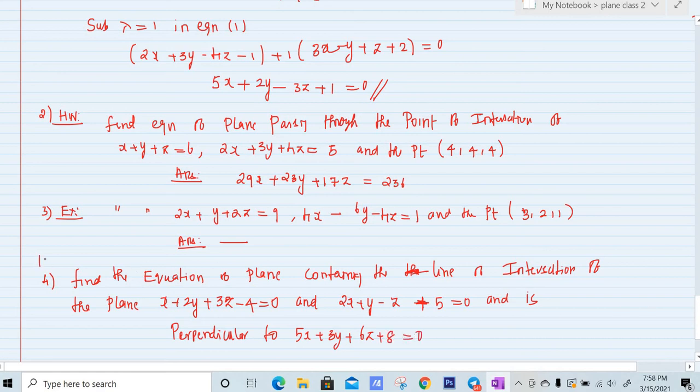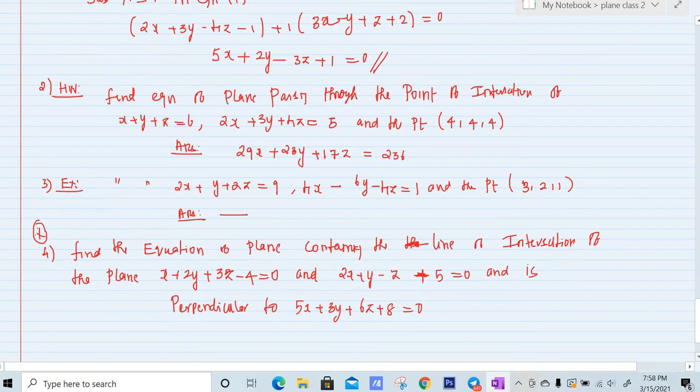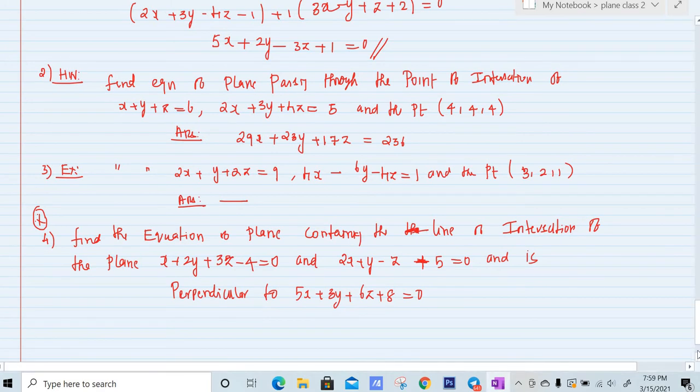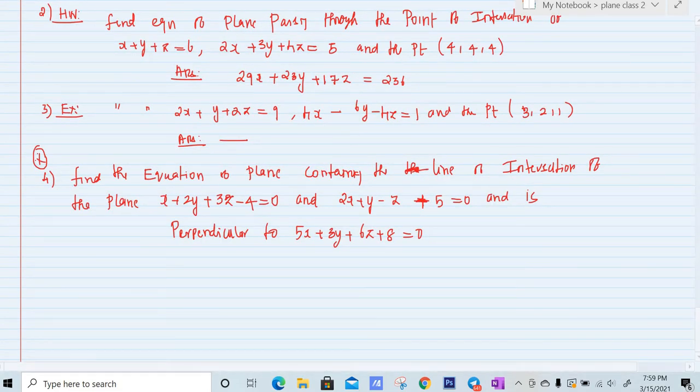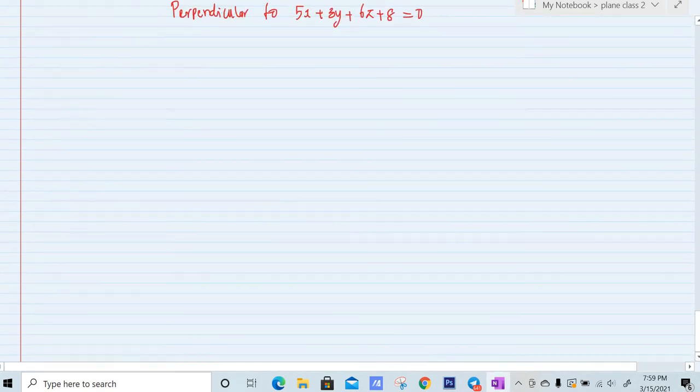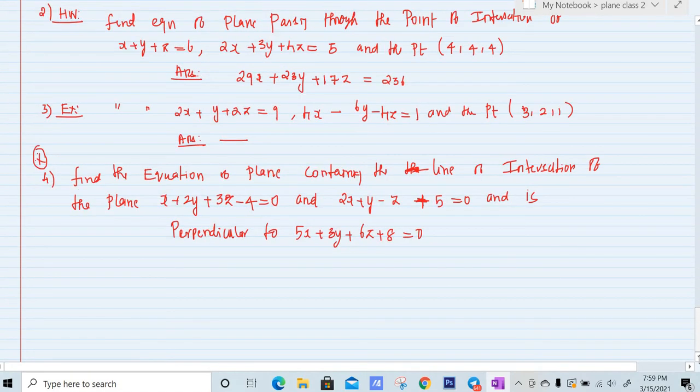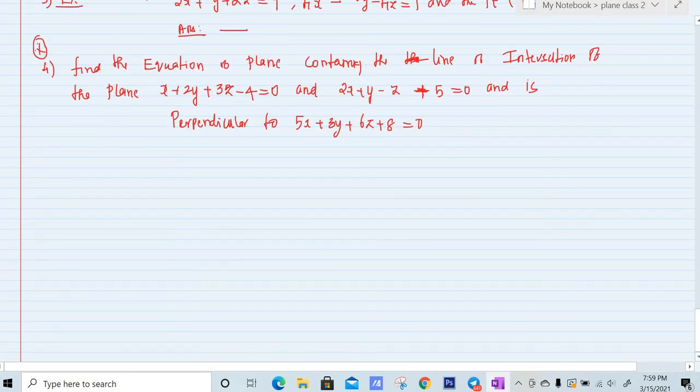A very important problem. So just try to solve this problem on your own, right? We'll do this, but you just think how we can solve the problem, right? The only thing is we need to find lambda. To find lambda, in the previous problem they had given the point of intersection. Using the point we found lambda, right? Now here to find lambda we have been given another clue: the plane passing through the line of intersection is perpendicular to another plane, 5x plus 3y plus 6z plus 8 is equal to 0, right?